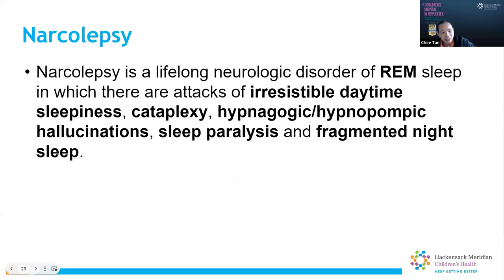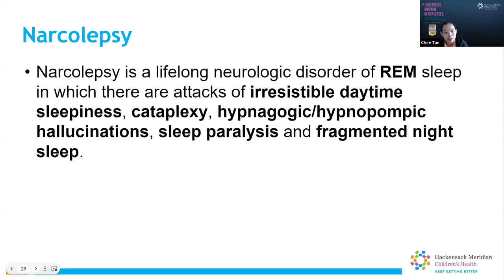Okay, moving on from the much more common obstructive sleep apnea to a rare condition called narcolepsy. Highlighting narcolepsy here because recently there have been a few FDA approved medications to treat it, so it's good to have an idea what it is. Narcolepsy is quite rare. It's estimated about 200,000 Americans may have narcolepsy. The peak age of presentation is around the mid-teenage years, around 14 or 15 years of age.